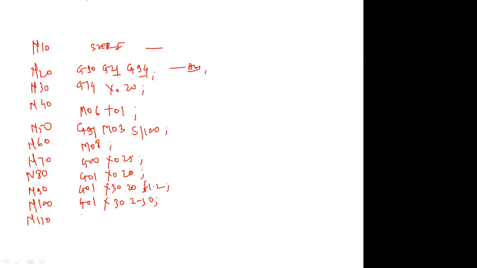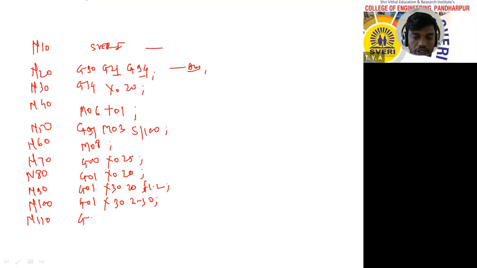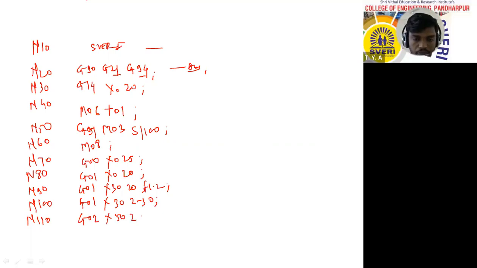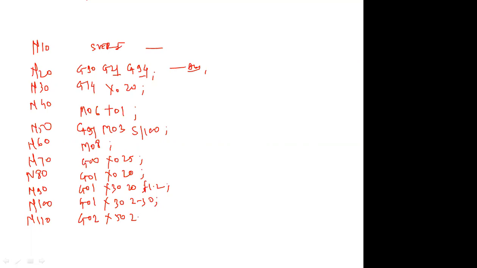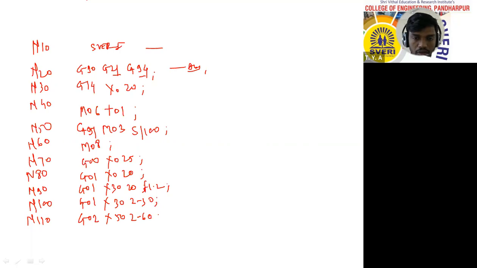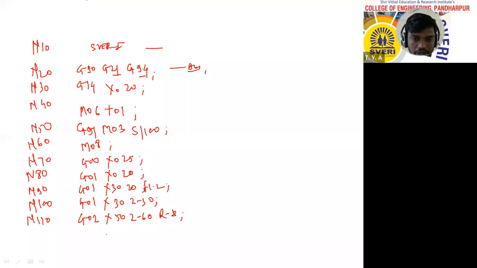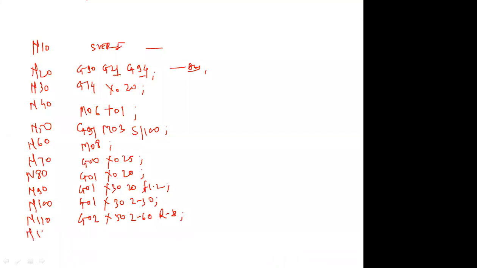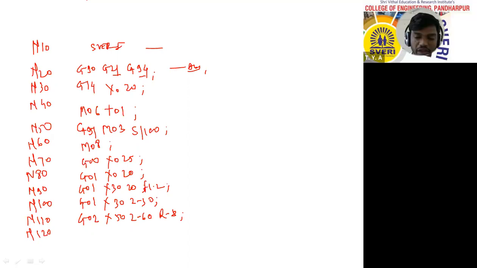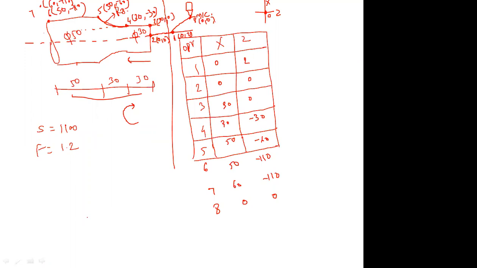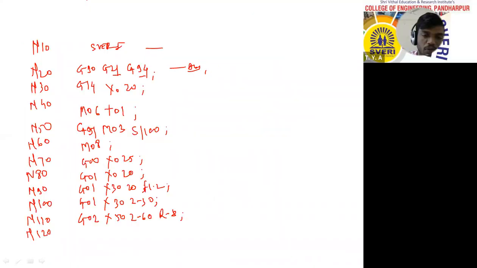G02, X50, Z-60, radius 3, R3. Okay, that is actually 8, huh? Radius 8. In the figure I have already given R8. Sorry, sir, I had taken 3. No problem.